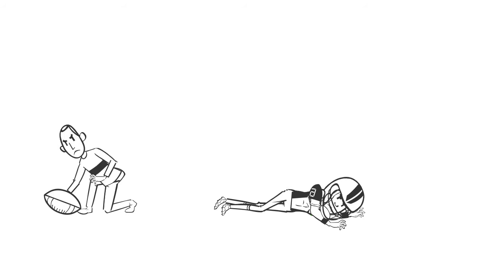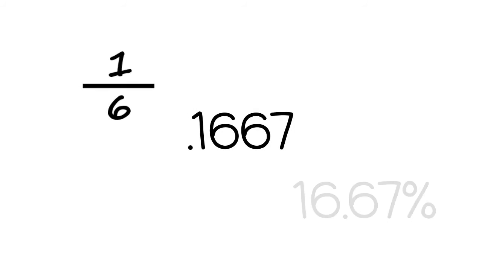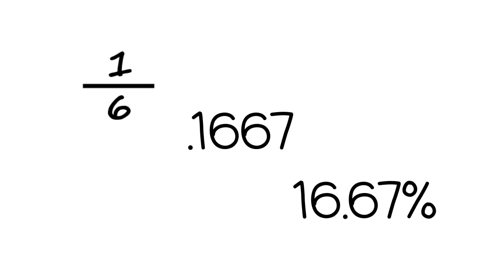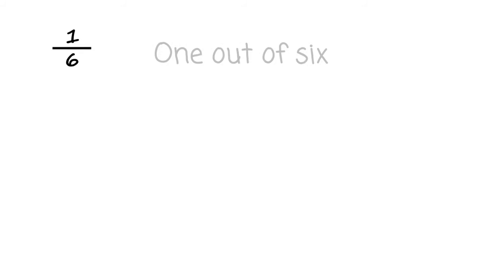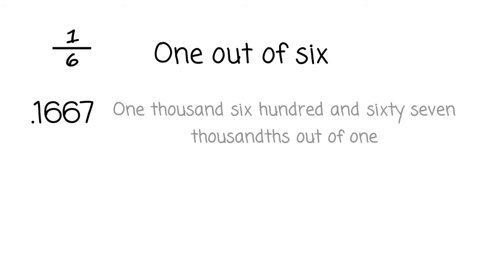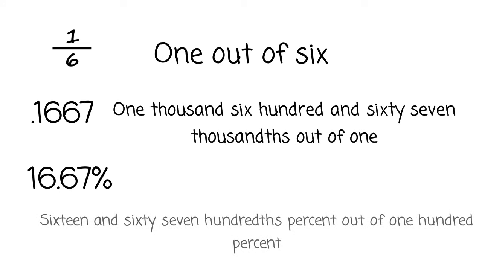Here is how you can write these probability options. 1 over 6, or convert that fraction to a decimal, 0.1667. Or convert that fraction to a percentage, 16.67%. Here is how you can pronounce these options. There is a 1 out of 6 probability of getting a 4, or a 1,667 thousandths out of 1 probability, or a 16 and 67 hundredths % out of 100 probability.